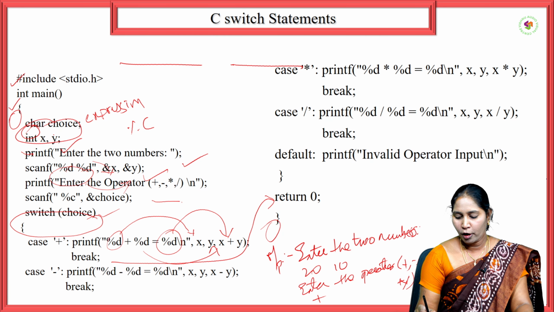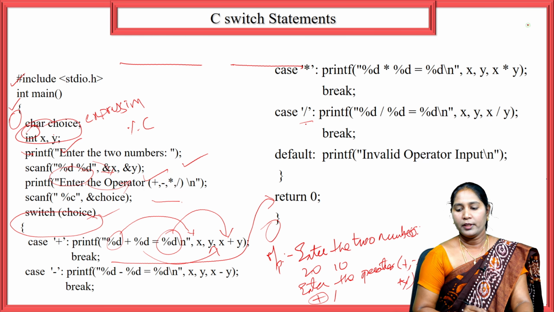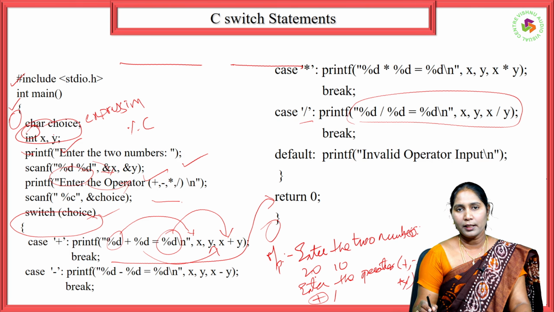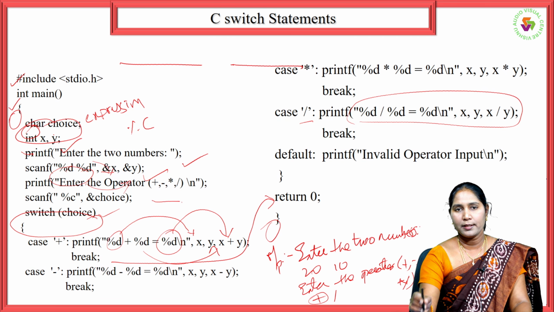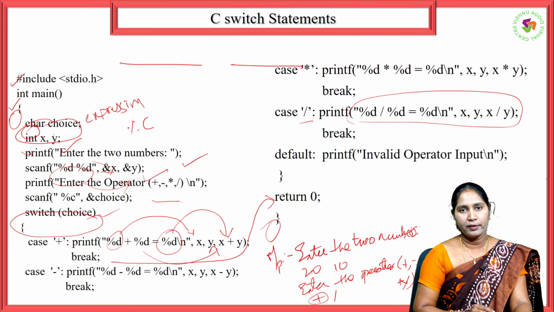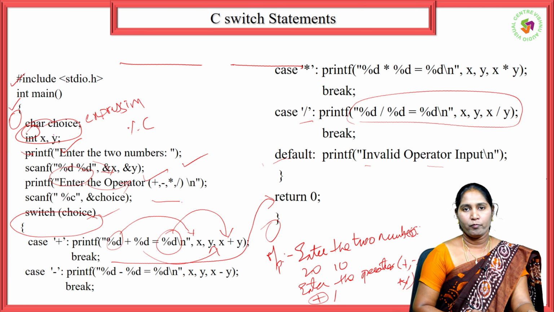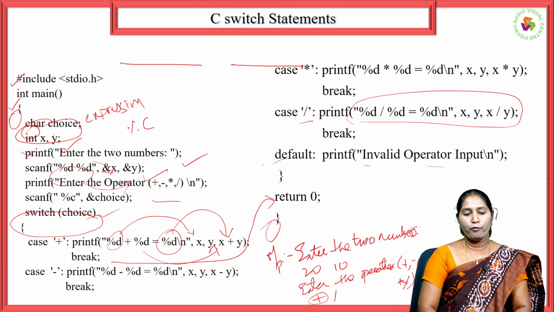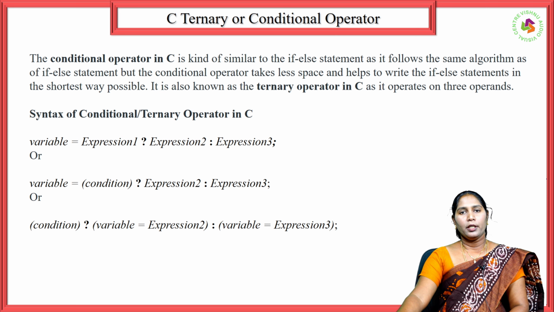If instead of plus I have used division, then what happens? It checks for the case label division, then it comes here and executes this particular statement. What will I get as the result? 20 slash 10 equal to 2. If none of the operators match, then it comes to the default case and it specifies invalid operator. This is the way you execute your switch statement for performing the calculator.